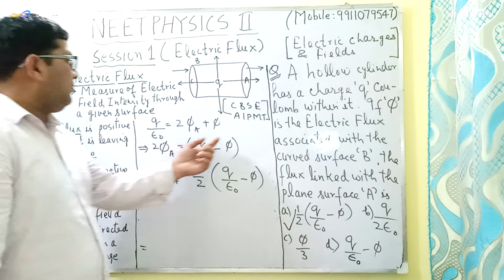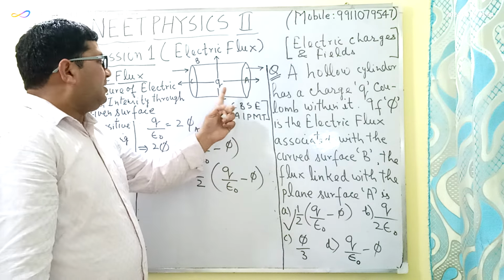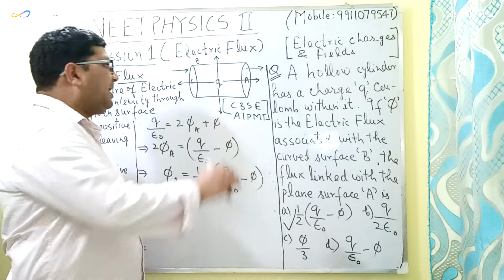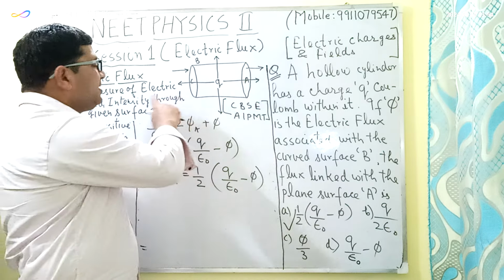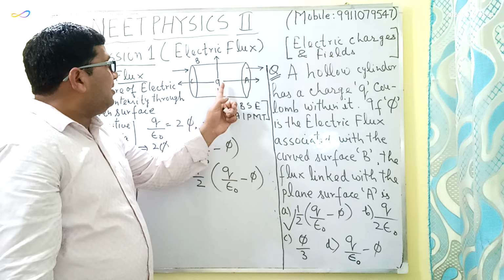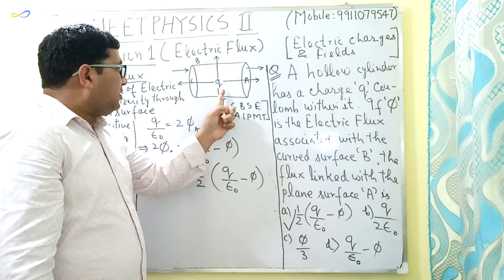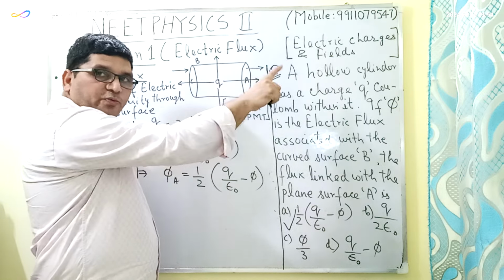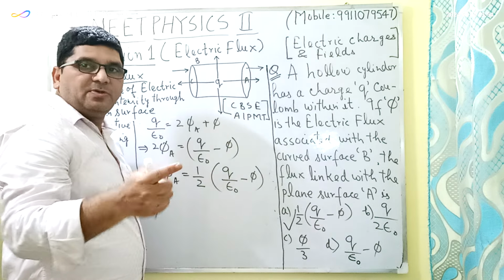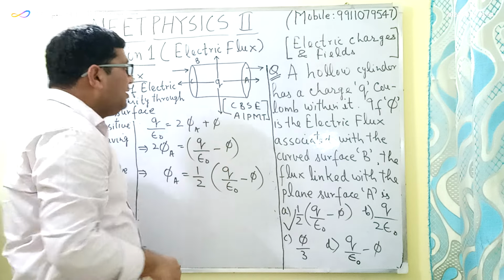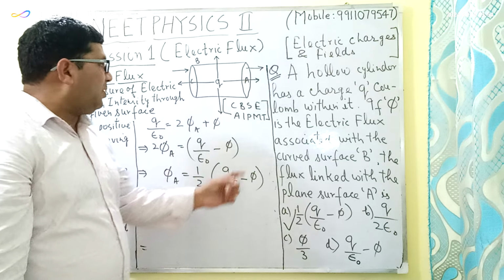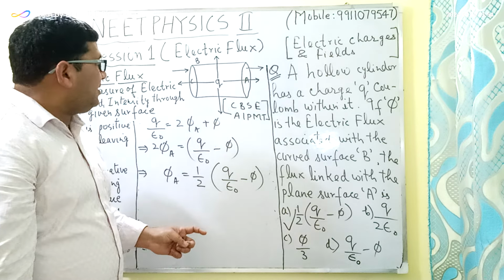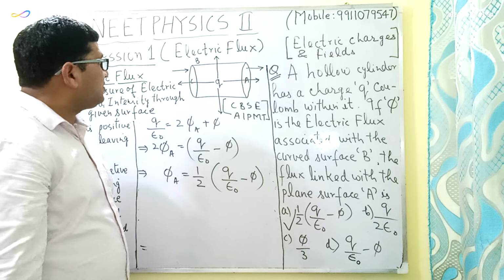Now the most important thing you have to remember in this question is that electric flux is taken as positive when it is leaving the surface, and it is taken as negative when it is entering a surface. Second important point, the electric field lines due to a positive charge are directed outward, and the electric field lines due to a negative charge are directed inward. So these were the few important points which need to be remembered while solving these types of questions. I hope you have understood the solution of this question.